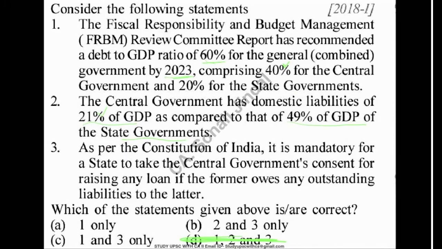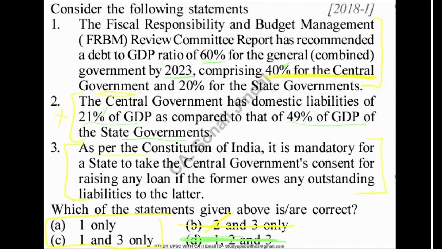If you apply further thought, then you can think that borrowing of the central government will be higher than the state government because it has to borrow for the whole of India. So the first statement can be right, the second statement will not be right then. Then you can eliminate B as well. Then from A and C, the third statement can be done only with knowledge. That is, as per the Constitution of India, it is mandatory for the states to take the central government's consent for raising any loan if the former owes any outstanding liabilities to the latter. Yes, this is true. So the answer is C.